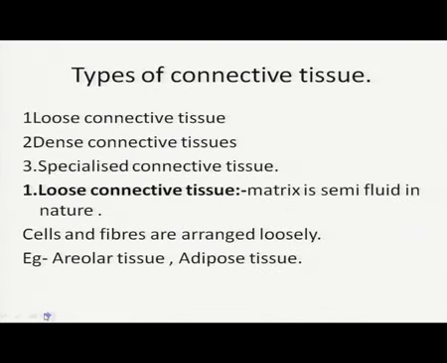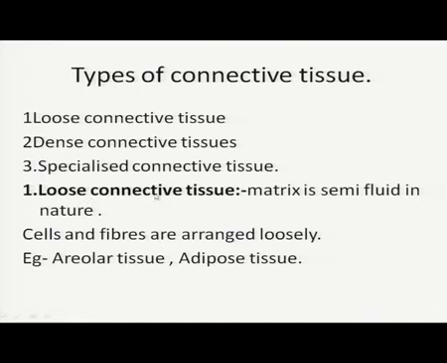Now, coming to the types of connective tissue. The first category is loose connective tissue. Second is dense connective tissue. The third one, that is specialized connective tissue. So, three different types: loose connective tissue, dense connective tissue, and specialized connective tissue.